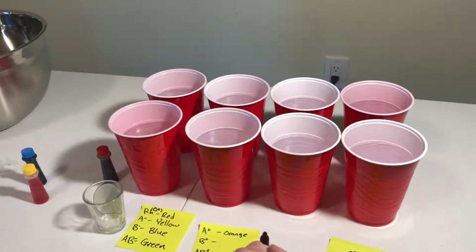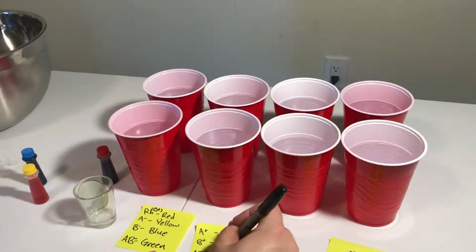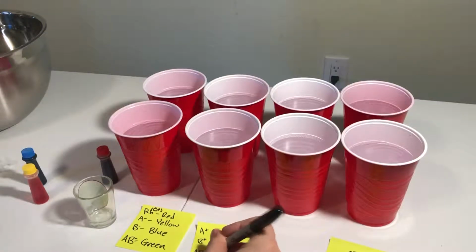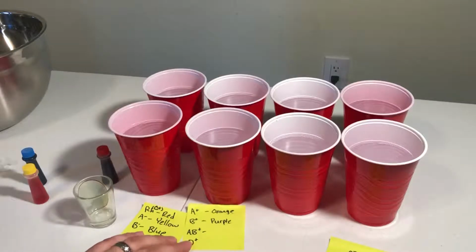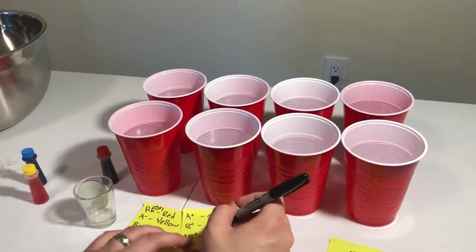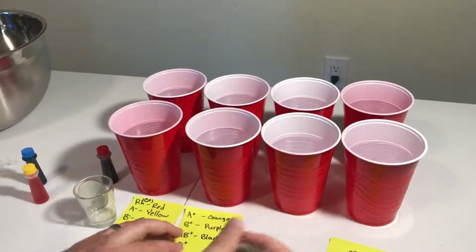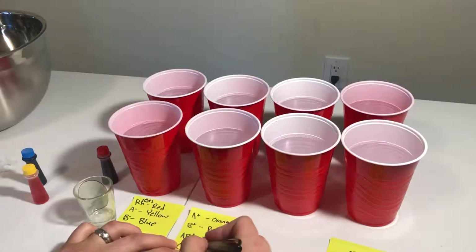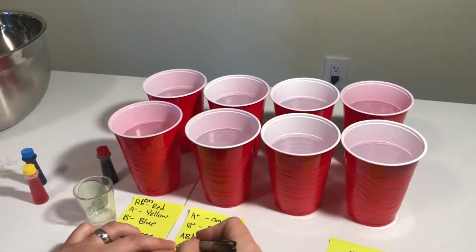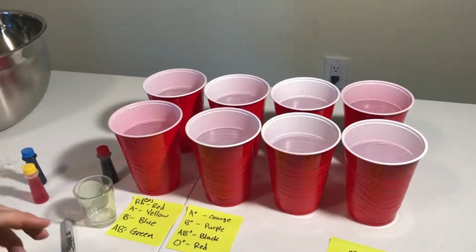Our B positive blood is going to be the B with the RH factor, which is going to give us purple. And then the AB positive makes a sludge-colored black, almost brown-black. We're just going to call it black for the sake of the experiment that we're doing here. And then the O positive is going to be that red, because it'll have that RH factor.